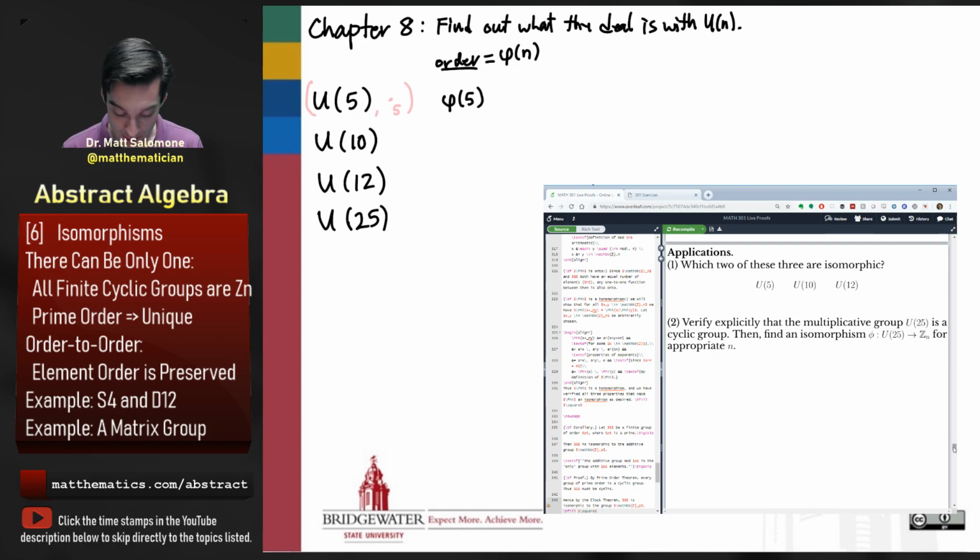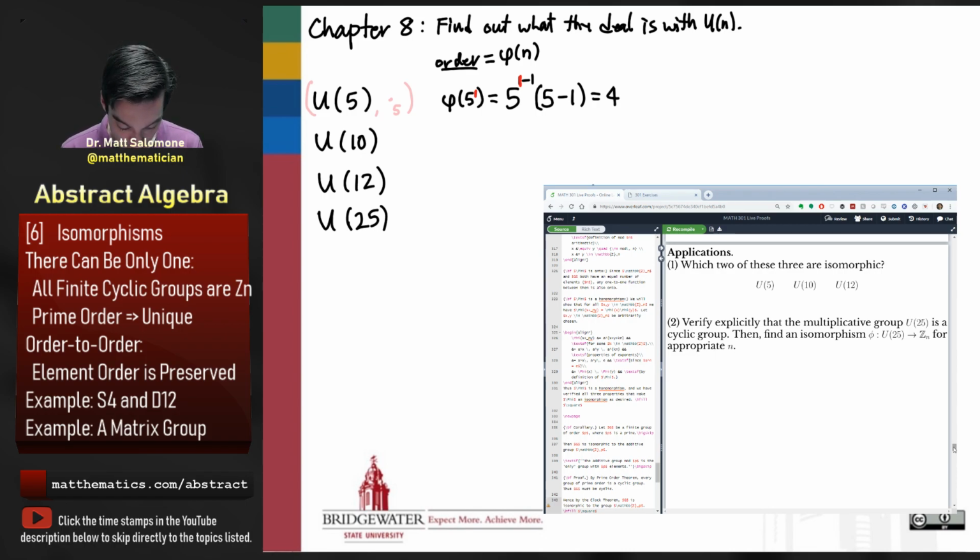Well, 5 is a prime number, and so we could use our shortcut, but I kind of like using the full formula if we can. 5 to the 1 minus 1 times 5 minus 1, where this 1 is coming from the power on my prime, the 5. So 5 to the first power. Phi of 5 to the first power is 5 to the 1 minus 1 times 5 minus 1. That's going to be 1 times 4. So there are 4 elements in U5.